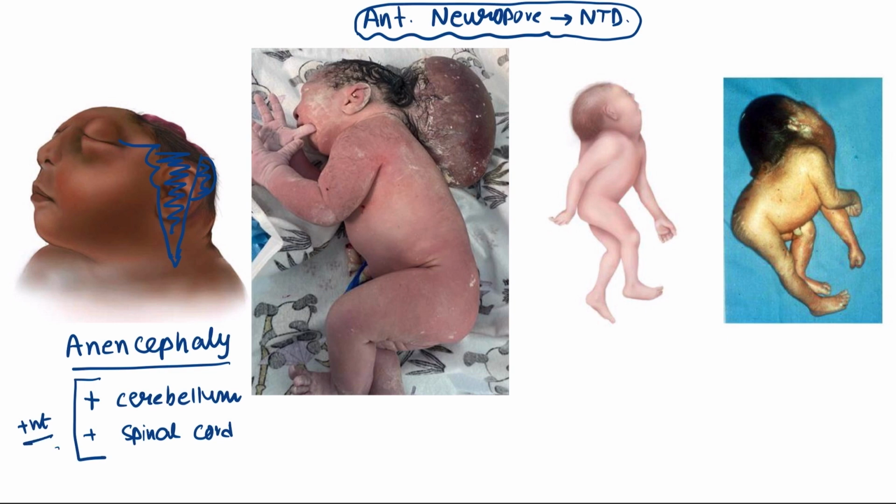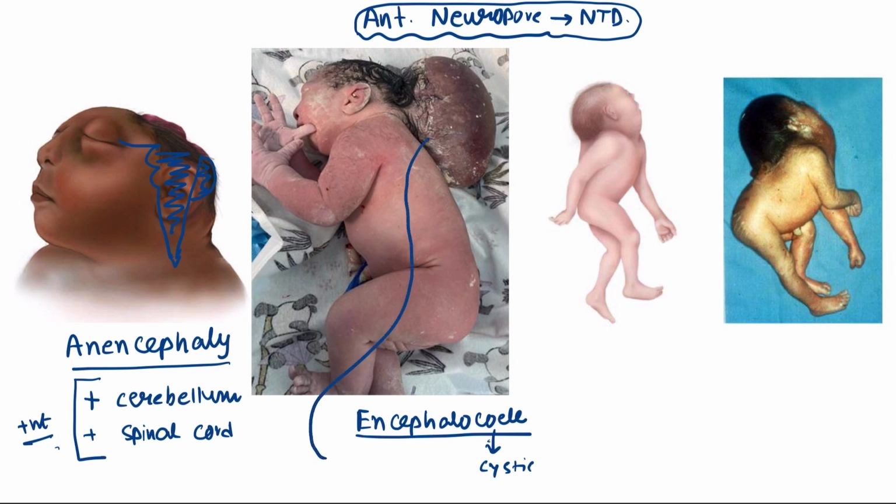And this is called your encephalocele. Cele means cystic space. And the most common site of this cystic space, as you can see, is the occipital region.